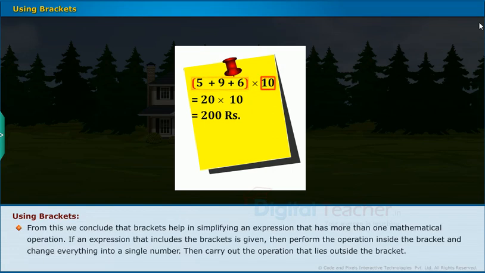From this, we conclude that brackets help in simplifying an expression that has more than one mathematical operation. If an expression that includes the brackets is given, then perform the operation inside the bracket and change everything into a single number. Then carry out the operation that lies outside the bracket.